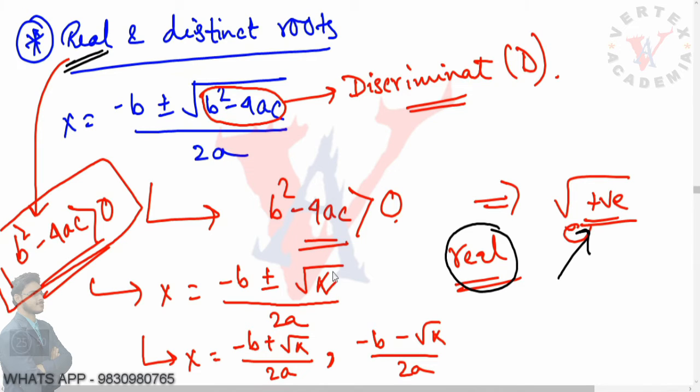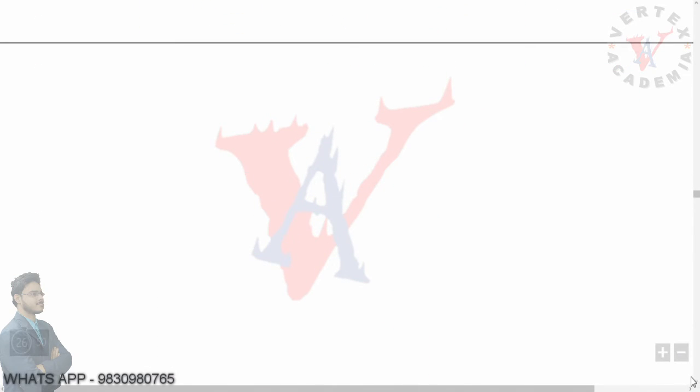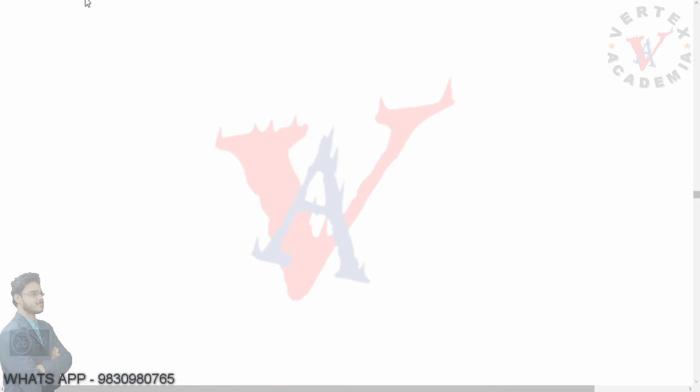So under root a positive quantity, it will be something like root 2, root 3, root 5, something like that. So we will get minus b plus root k by 2a, one root, and minus b minus root k by 2a. So we will get real and distinct roots when b square minus 4ac is greater than 0. So now going to the second case, that is the real and equal roots.